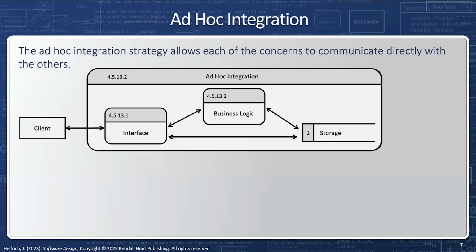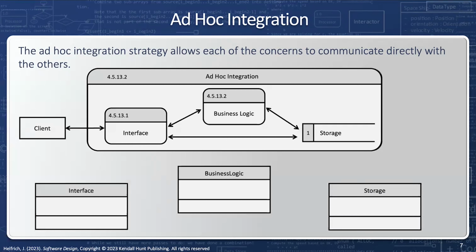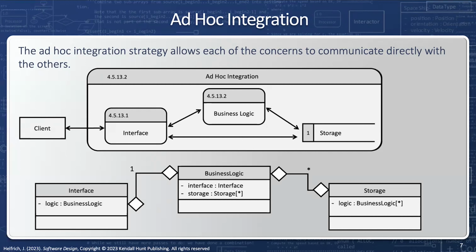Ad hoc means we don't really have a plan. So let's take a look at the class diagram. We're going to have the interface, the business logic, and the storage. There's going to be a connection between business logic and interface, which means both interface has to have a reference to business logic and business logic has to have a reference to interface. Same thing is true between business logic and storage. Both of them can talk to each other both ways, which means business logic has to have a reference to storage and storage has to have a reference to business logic.